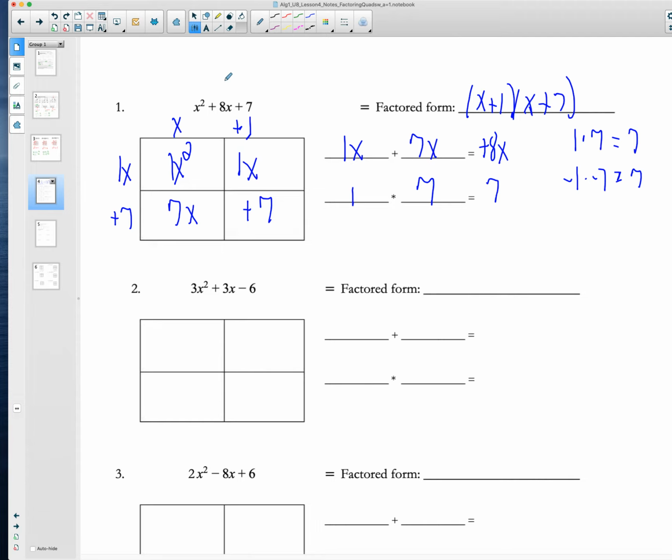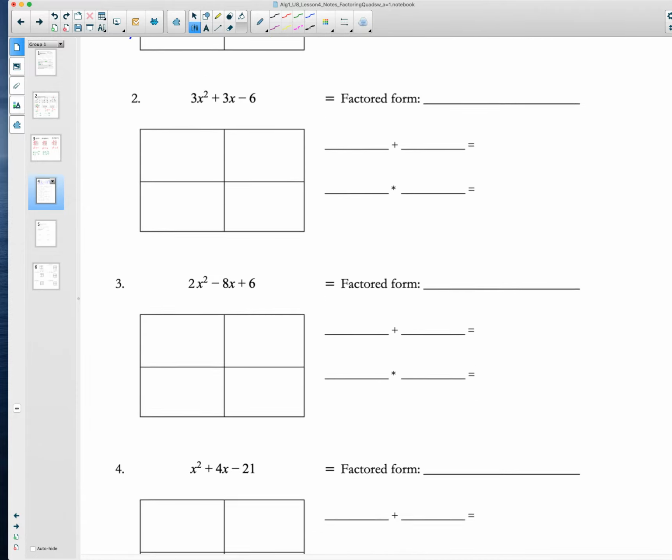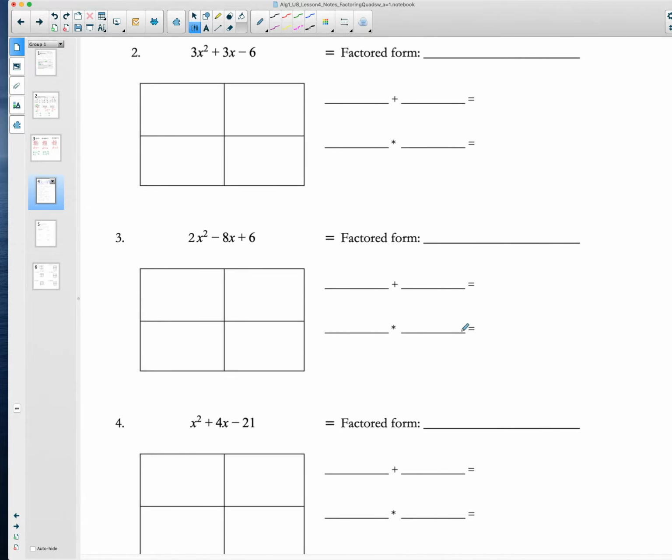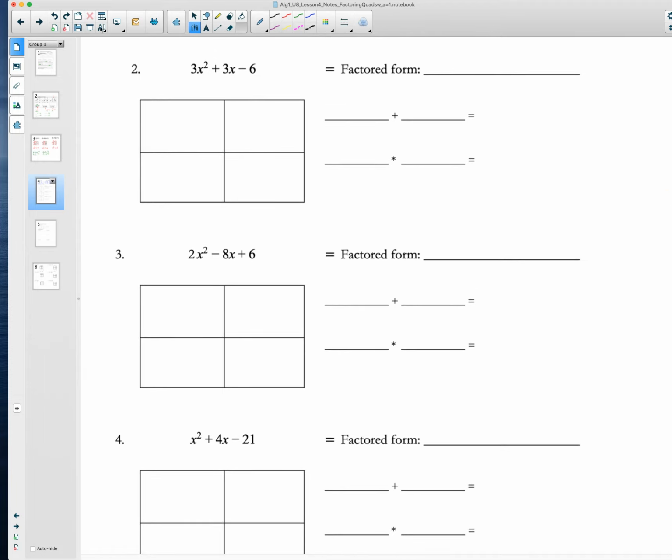All right, now let's move to example 2. Now, the one thing we always want to do before we start a problem is look for that greatest common factor, because it's going to make everything a little bit easier. When I look at our number 2 here, notice there's a 3 that I can factor out of all 3 things. So I'm going to do that to begin our problem. So I'm going to have 3.